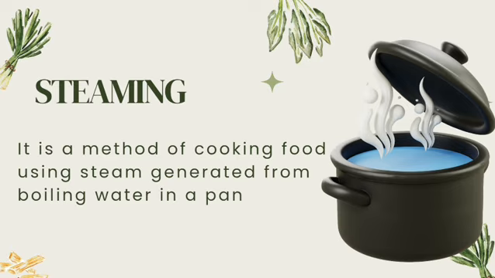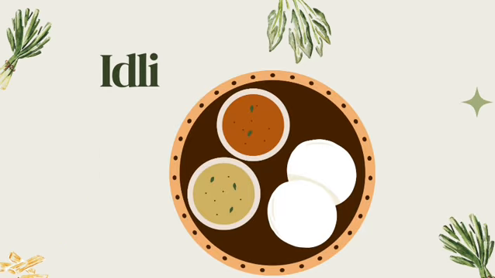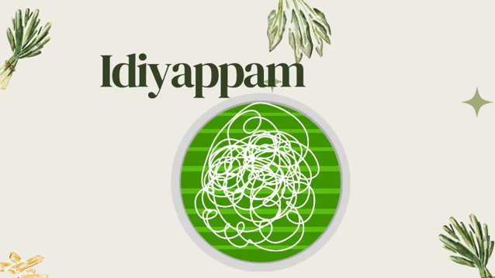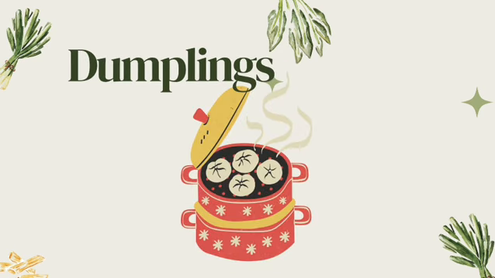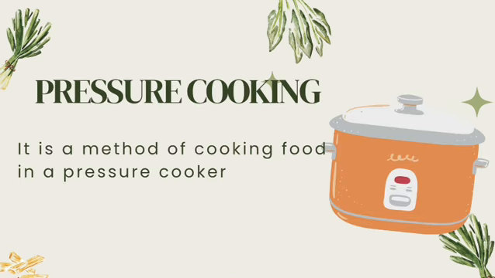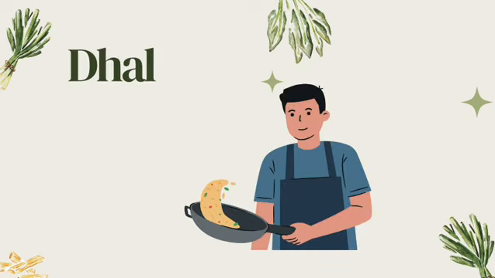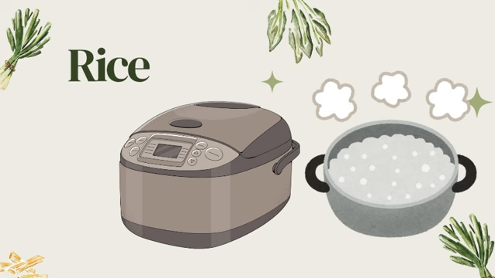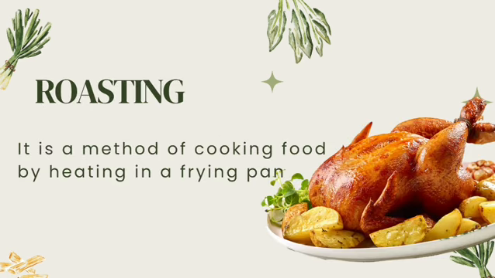Steaming. It is a method of cooking food using steam generated from boiling water in a pan. Some of the examples are idli, idiyappam, dumplings. Pressure cooking. It is a method of cooking food in a pressure cooker. Some of the examples are dal, rice.